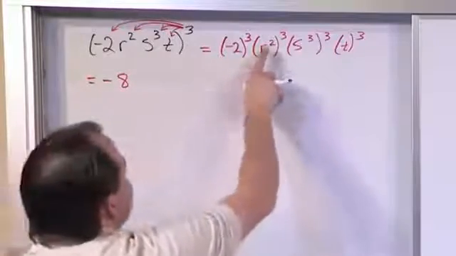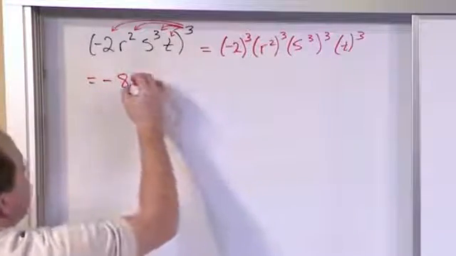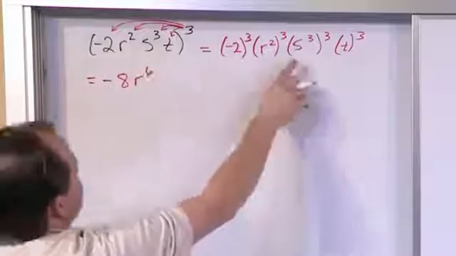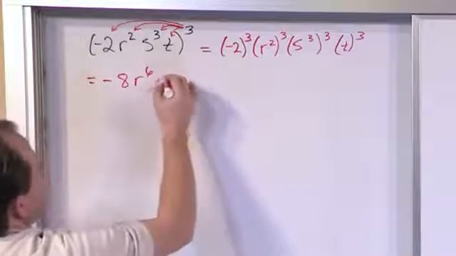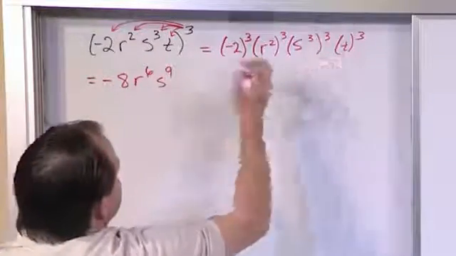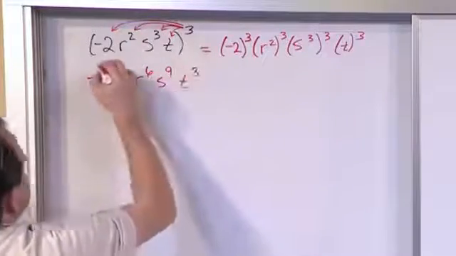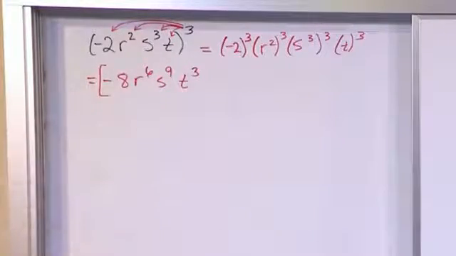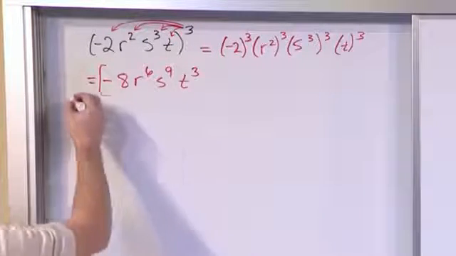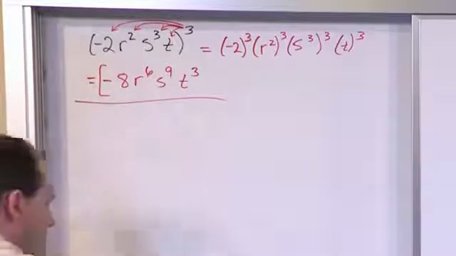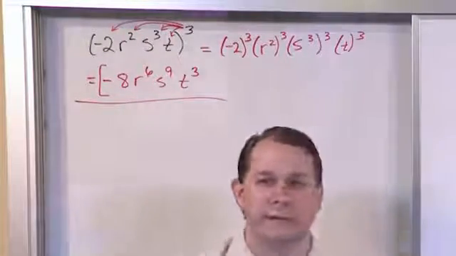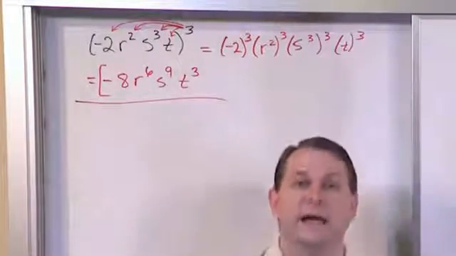Here, you have a power raised to a power. So you multiply. 2 times 3 is 6. Here, same thing, you multiply. 3 times 3 is 9. Here, there's nothing much to do except apply it. Or you could say 3 times 1 is 3, if you want to do it that way, just to remember it. So you have negative 8, r to the 6th, s to the 9th, t to the power of 3.